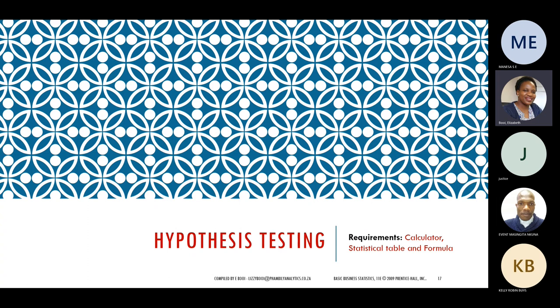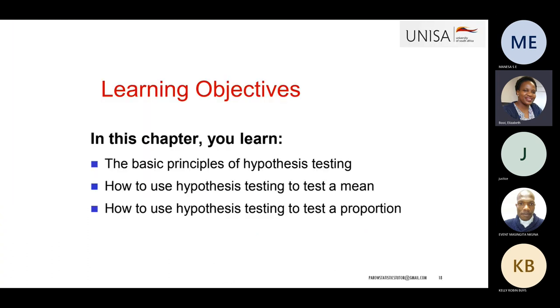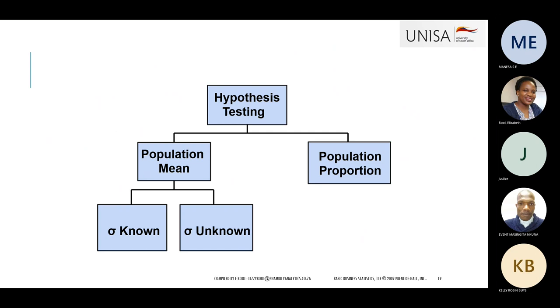With hypothesis testing, you need to bear in mind that you can make decisions based on different things, like when the population standard deviation is known, when it's unknown, and for the proportions. By the end of the session, you just need to know certain things relating to hypothesis testing. We're going to look at the basic principles of hypothesis testing, how you make a decision, and how you identify the facts given in the question to tell whether you need to do a hypothesis test for the mean or for the proportions. Like I explained, we will look at three different sections within hypothesis testing.